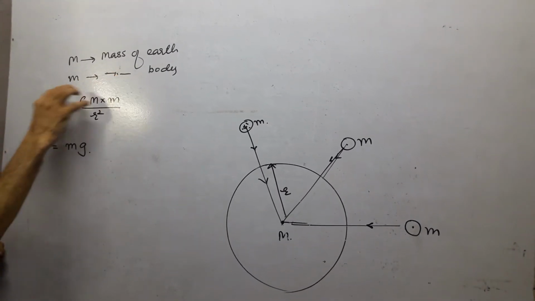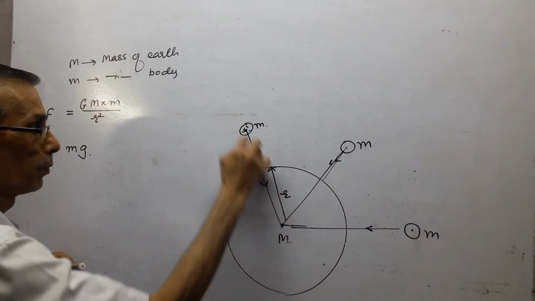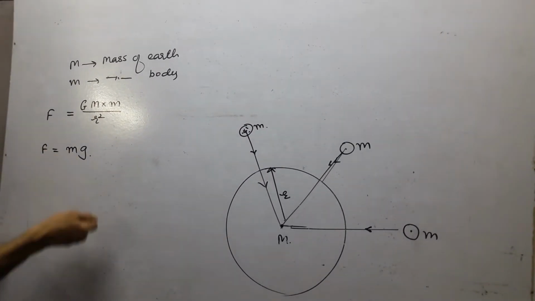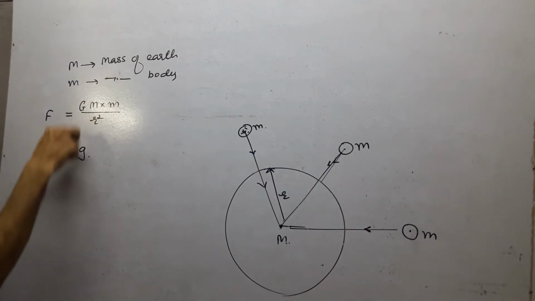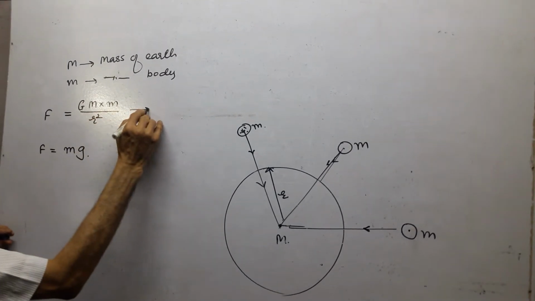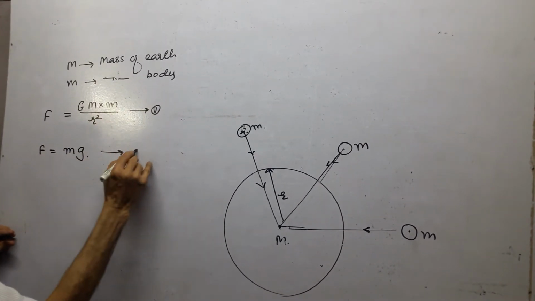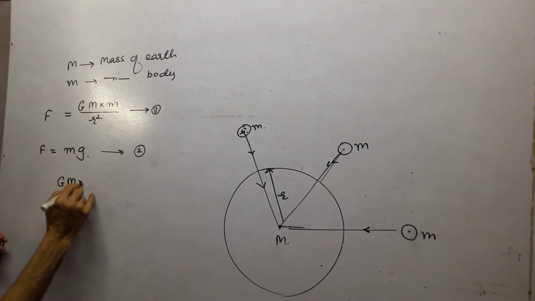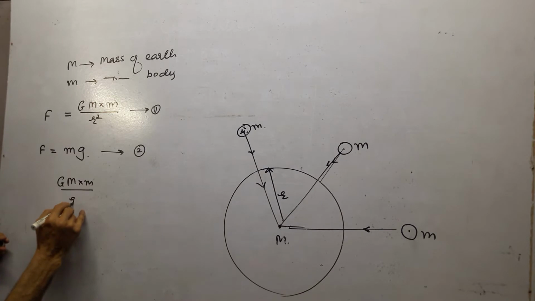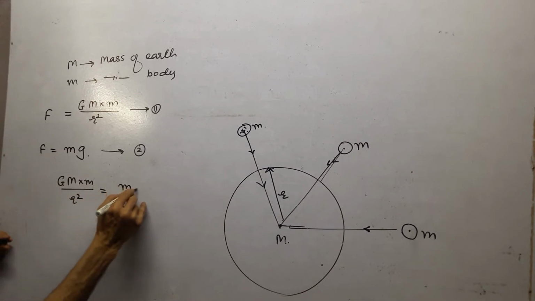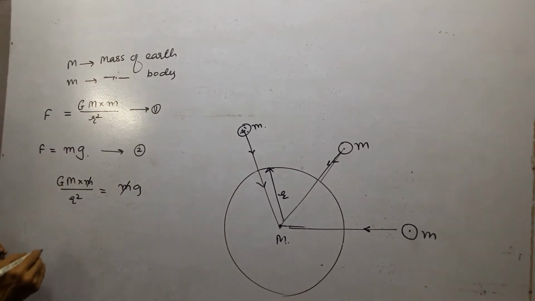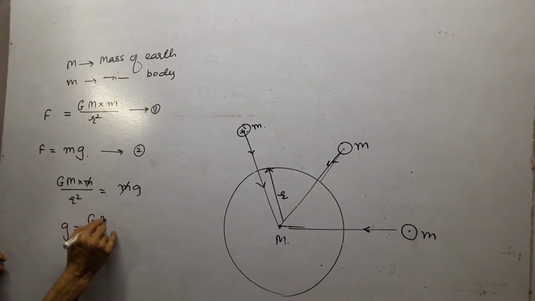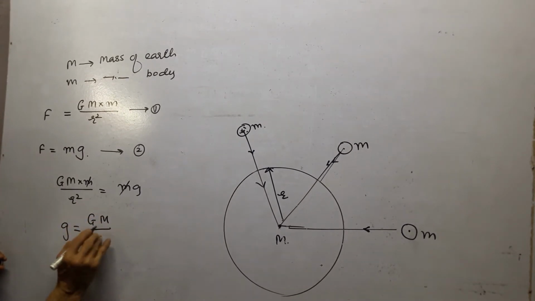So here, this is the force between the earth and the body, and this is the weight of a body, but weight is nothing but the gravitational force acting on the body, and therefore both are equal. And from the first and second, we get G M into small m upon r square is equal to m into g. So m cancels on both sides, and therefore g is equal to capital G into M upon r square.